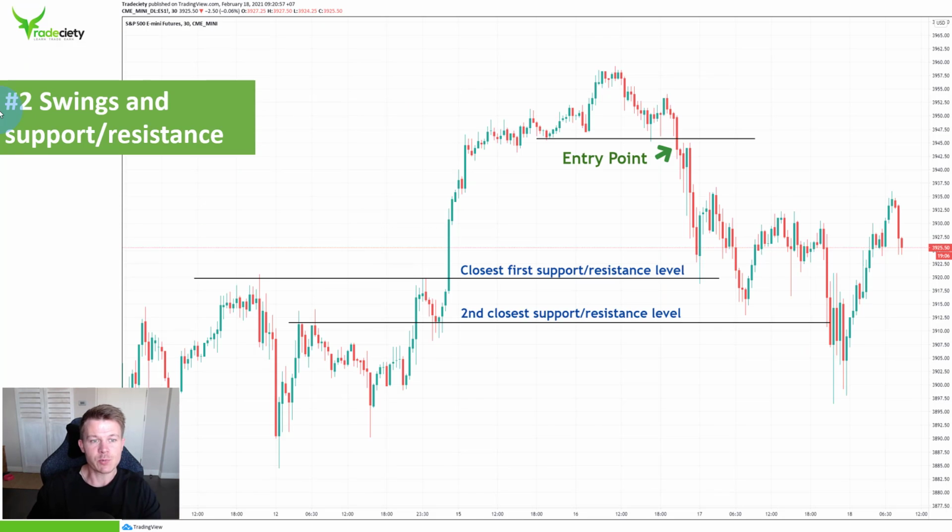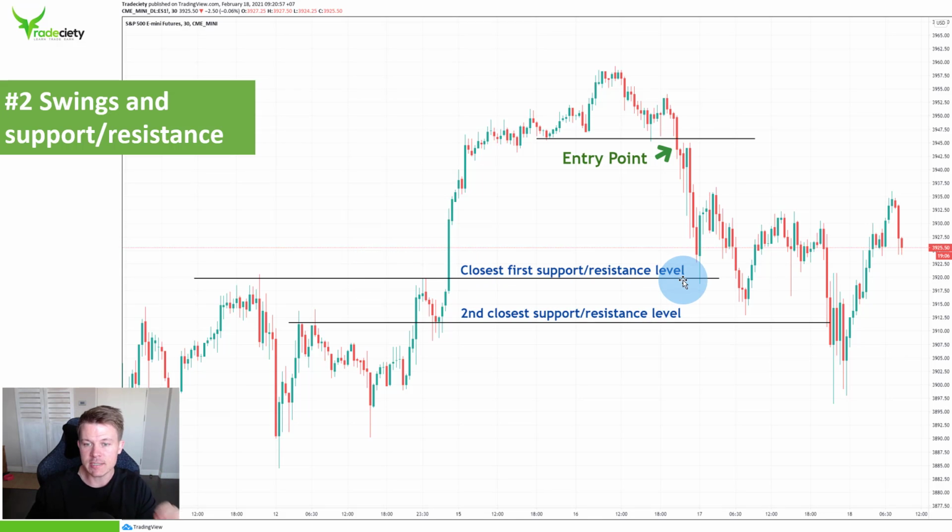Number 2, swing and support and resistance areas. So once you have identified your entry point, you simply look to the left. What is the next closest support and resistance level? Other traders maybe go for the second closest support and resistance level. And then you place your target based on the next major support and resistance level or just the major swing point that is on the left.